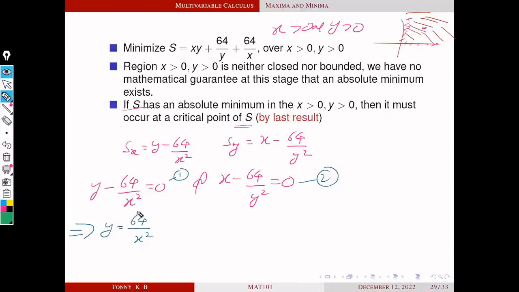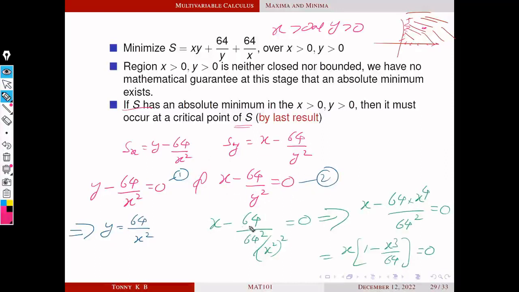From equation number 1, y equals 64 by x square. And we have to solve these two, so I'm going to substitute y equals 64 by x square in the second equation. The second equation becomes x minus 64 by y square, and y square is 64 square by x square whole square. So this becomes x minus 64 into, taking the reciprocal, x raised to 4 by 64 square. You can cancel 64, and x is common, so you can take it outside. So this becomes x into 1 minus x cube by 64.